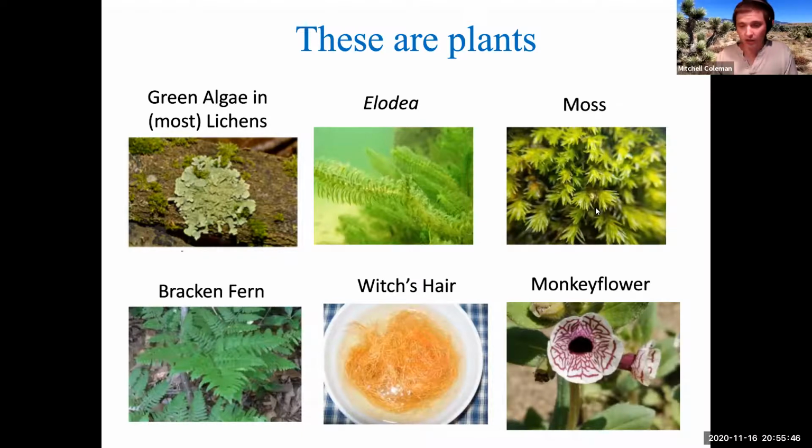Mosses, which are plants that do not have a vascular structure. Here's a close-up of a moss. So you get things like that. Ferns. Ooh, this is kind of interesting. Witch's hair. I forget the Latin binomial on it, but it's actually native to California. Doesn't it look like string cheese or silly string?